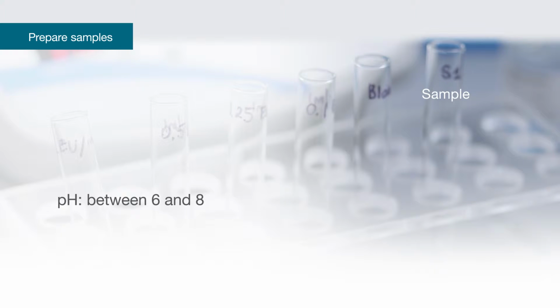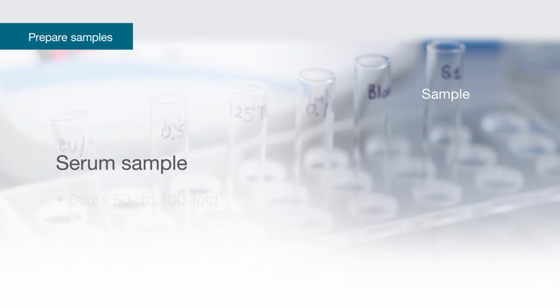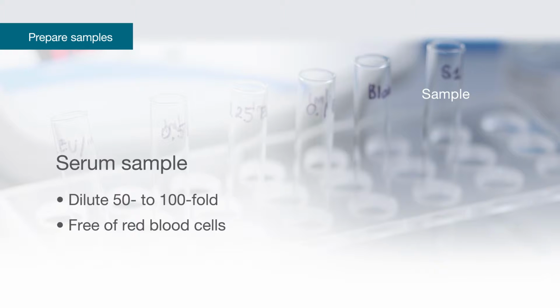Adjust the sample pH to be between 6 and 8 using endotoxin-free acid or base as needed. If testing serum samples, dilute 50 to 100-fold to be compatible with the assay. The serum must be completely free of red blood cells and heat shocked at 70 degrees Celsius for 15 minutes.